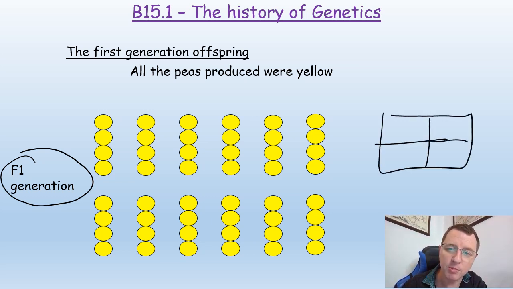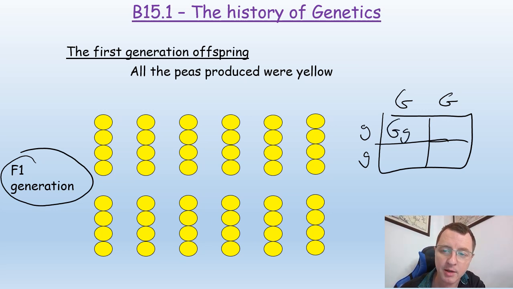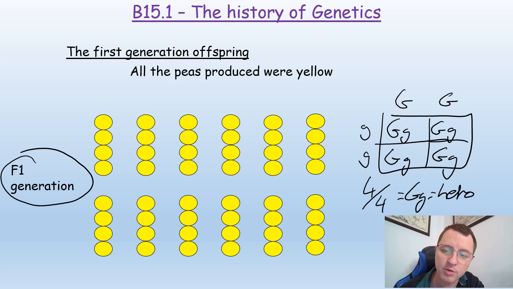So how would we explain that in our modern genetics, using a Punnett square? The parents were both homozygous, so the yellow pea plant would be dominant and the green pea plants would be recessive. And when we fill in the Punnett square, big G little g, big G little g, big G little g, big G little g, then we discover that we have 4 out of 4, 100% big G little g, or heterozygous, and therefore 100% yellow phenotypes, as you can see in the diagram here.